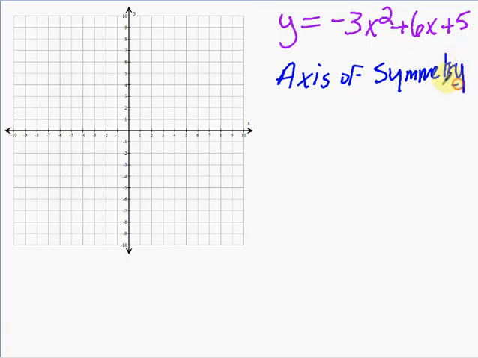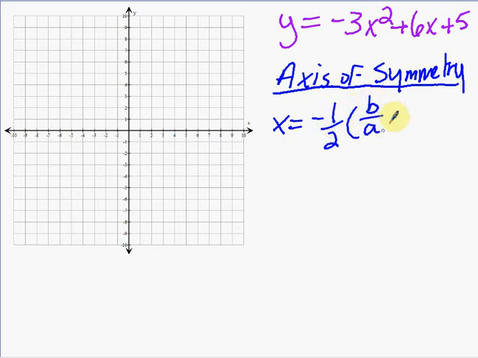It's going to be a vertical line that we could fold the parabola over, and it's like a mirror image of itself over top of that line. So in order to do this, we're going to use the following formula. We're going to say x is equal to negative 1/2 b divided by a.